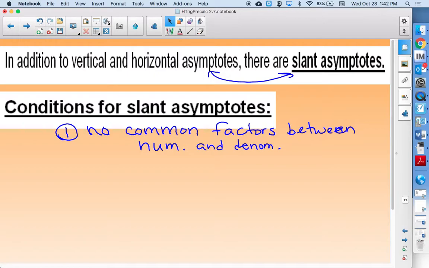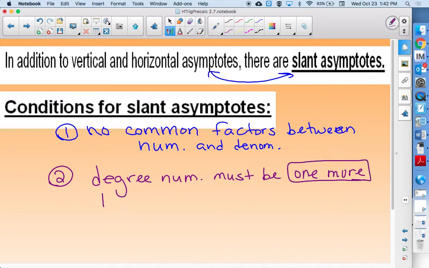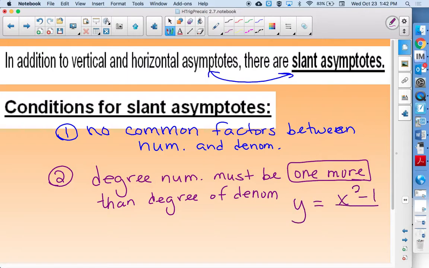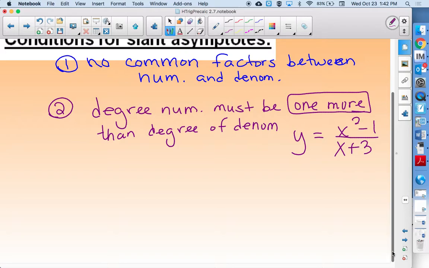The second condition that must be met is that the degree of the numerator must be one more than the degree of the denominator. And only one more. So the power on the top is exactly one more than the power on the bottom.